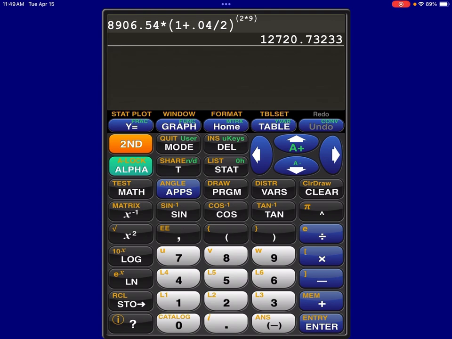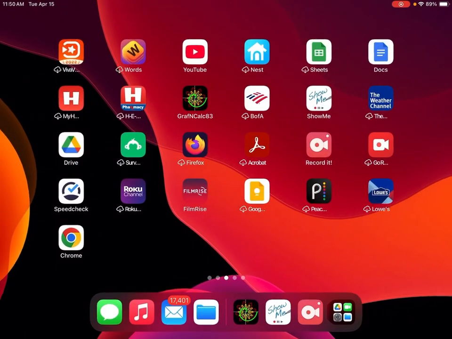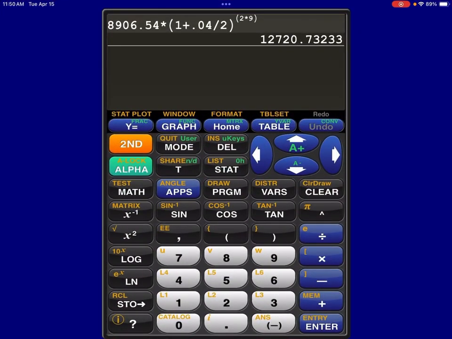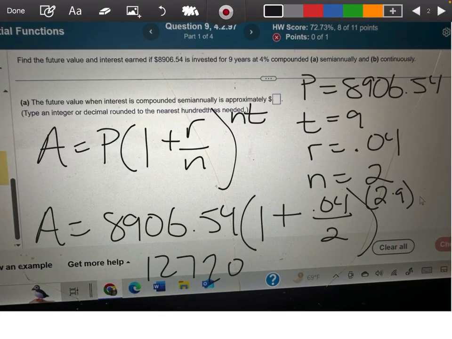Okay, so y'all, I'm coming up with $12,720.73. Okay, so let me write that down. 12,720.73. Now, if we want to know how much of that is interest, remember, y'all, we already had this amount of money in the bank.